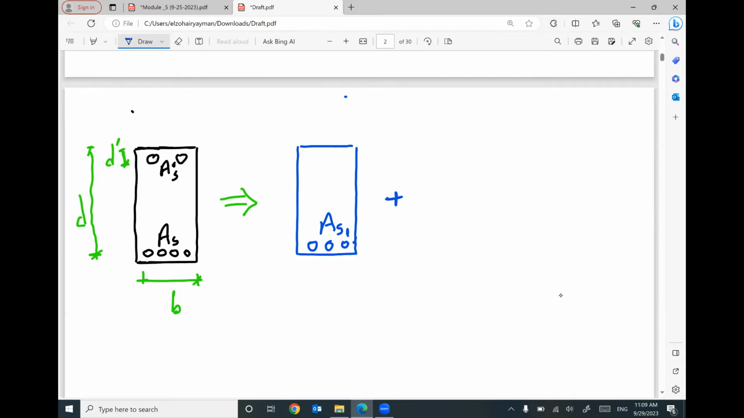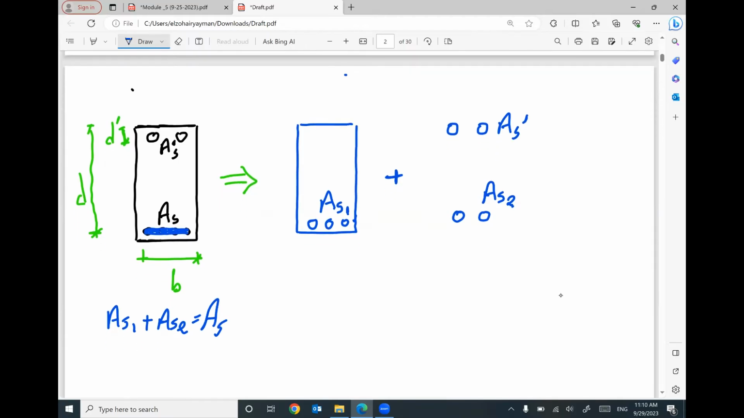Plus the compression steel area, steel prime, will work with some of the area steel, which is area steel 2. Keep in your mind, your area steel 1 plus area steel 2 must equal area steel. What I did, I divided this total area steel in tension into two parts. Not equal, but two parts.